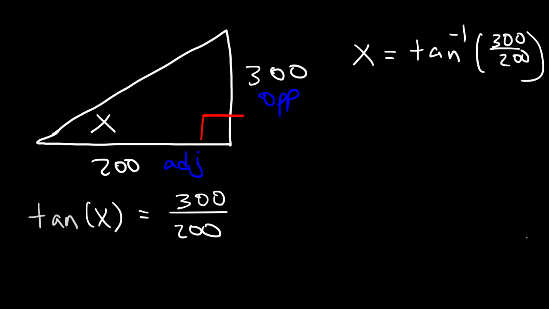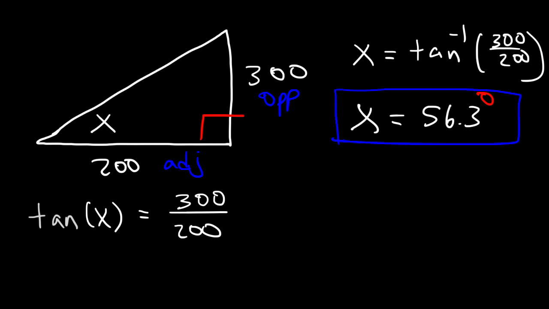So let's type in arctan, or inverse tan, 300 over 200. And so you should get this answer. x is equal to 56.3 degrees. And so that's how you can calculate the angle using a trigonometric ratio.